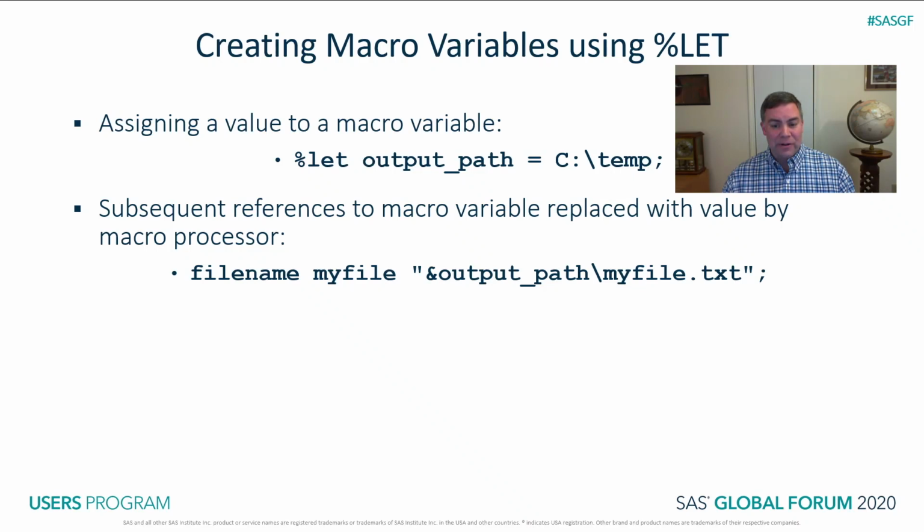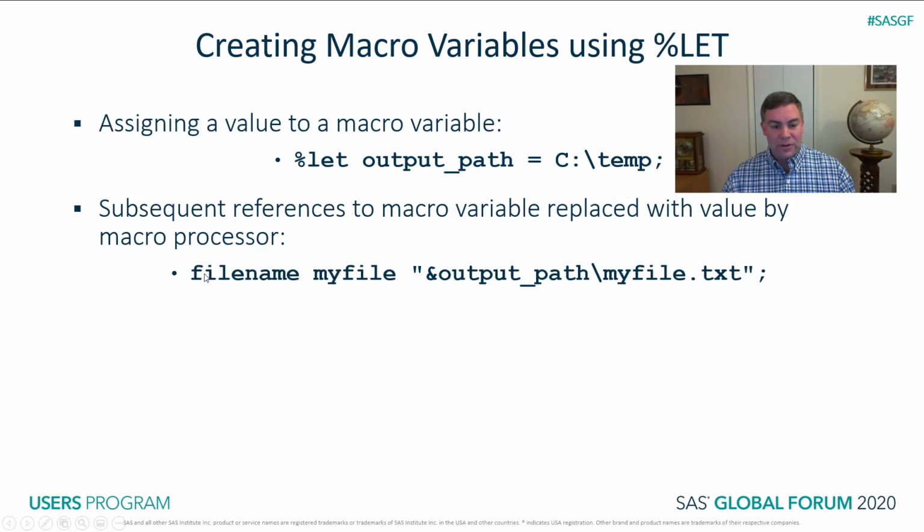Later, we can refer to that macro variable using the ampersand notation. So for example, here we have a filename statement. Filename myfile, and then in quotes, where we normally would have a complete path and file name, we have a macro variable reference. We have ampersand output_path/myfile.txt. When this statement is submitted, the word scanner will notice that there's a macro trigger in here, and the macro processor will then kick in and resolve this macro variable reference.